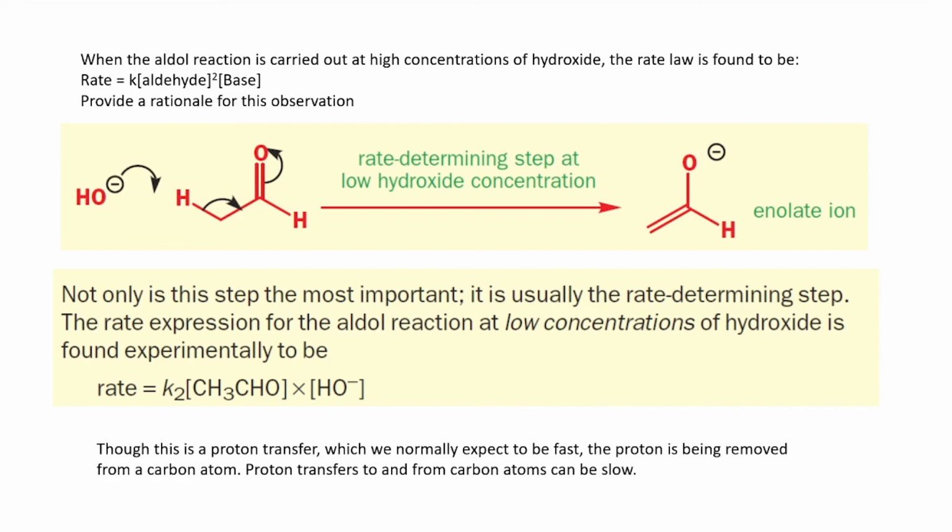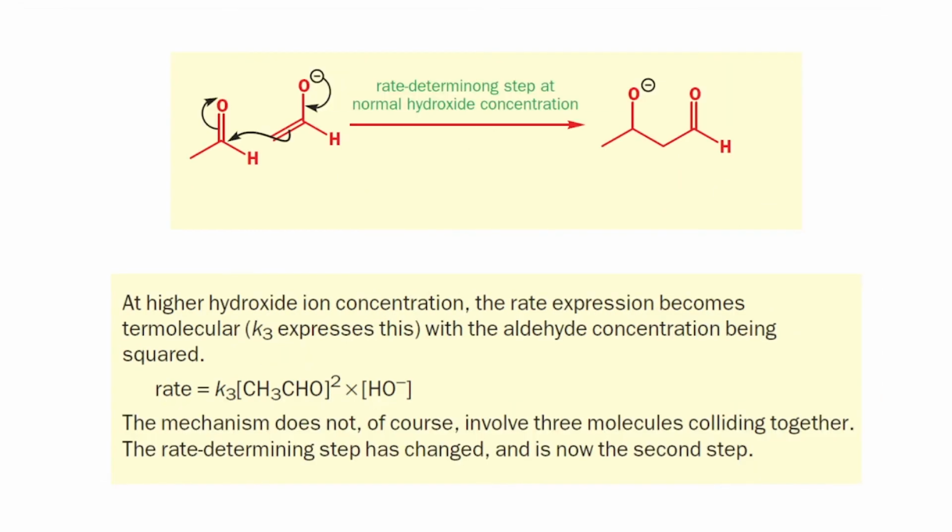But under the conditions where you have a high concentration of the base, the rate, as we've already looked at, is actually the square of the aldehyde times the hydroxide ion concentration. So at higher hydroxide ion concentration, the formation of the enolate is going to be really fast because you have a very large concentration of the base. So what it appears is that the next step, which is the reaction of the enolate with the aldehyde, might be the rate determining step.